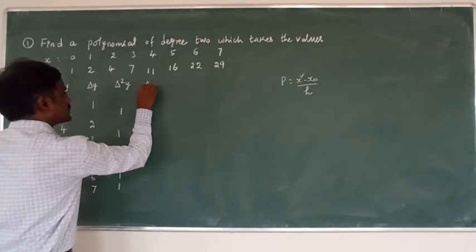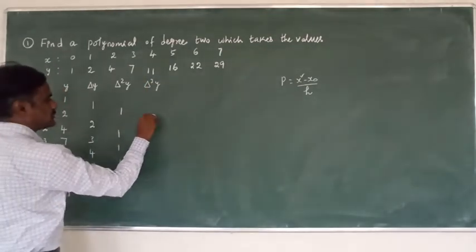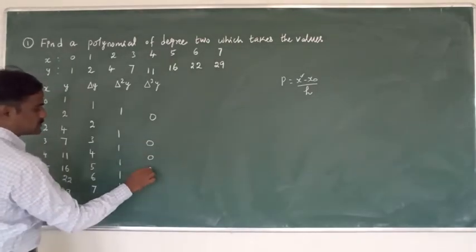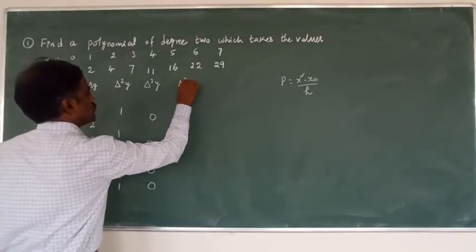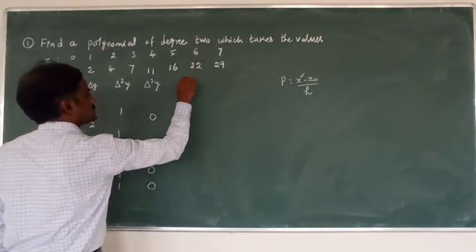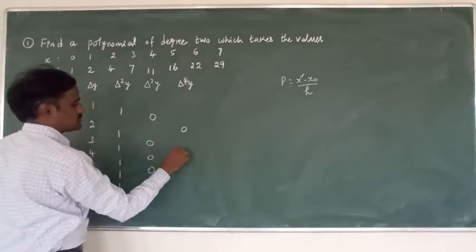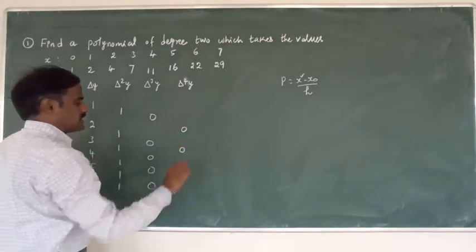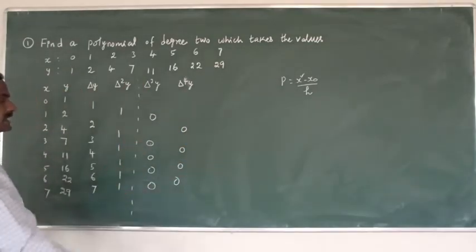Next, delta cube y: 1 minus 1, 0, and so on, all 0. Next, delta power 4 y: 0 minus 0, 0. So all the values will be 0, so we can stop the process here itself.